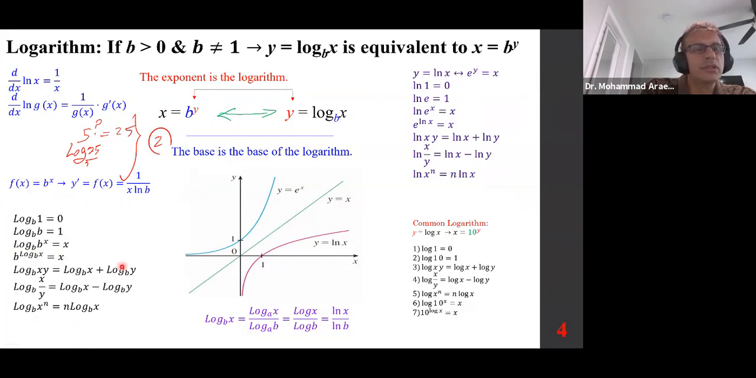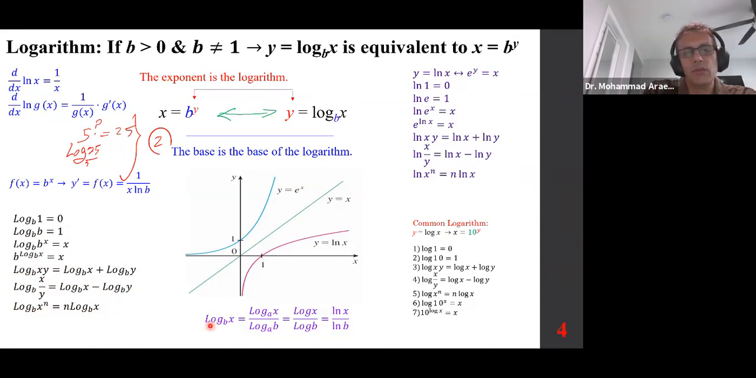Now, there are some properties in general for logs. So let's quickly discuss them. Log 1 with any base is 0 because b to the power of 0 is 1. Log b base b is 1 because b to the power of 1 is b. In other words, when the argument and the base are the same, the answer is 1. These two refer to the fact that logarithmic functions and exponential functions are inverse functions. Okay. Product rule, quotient rule, power rule. We should be very comfortable with that.